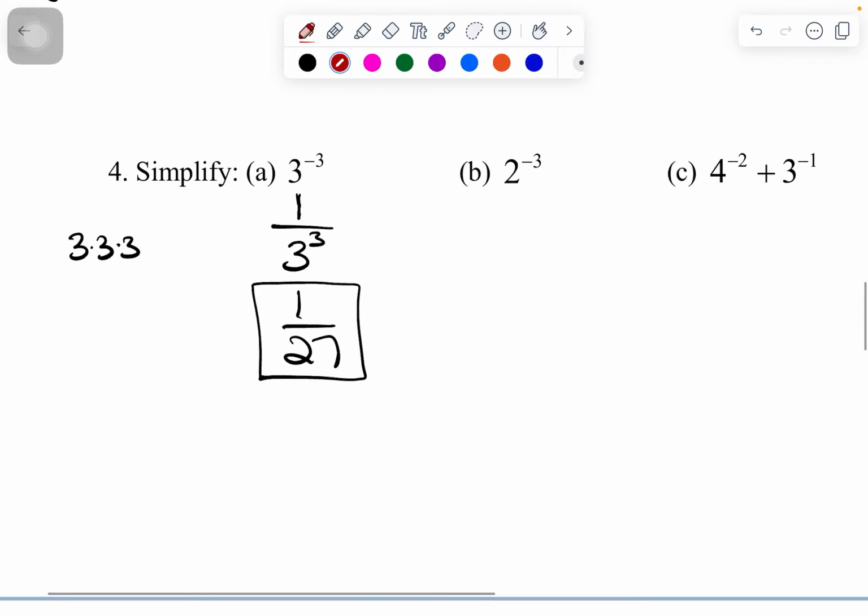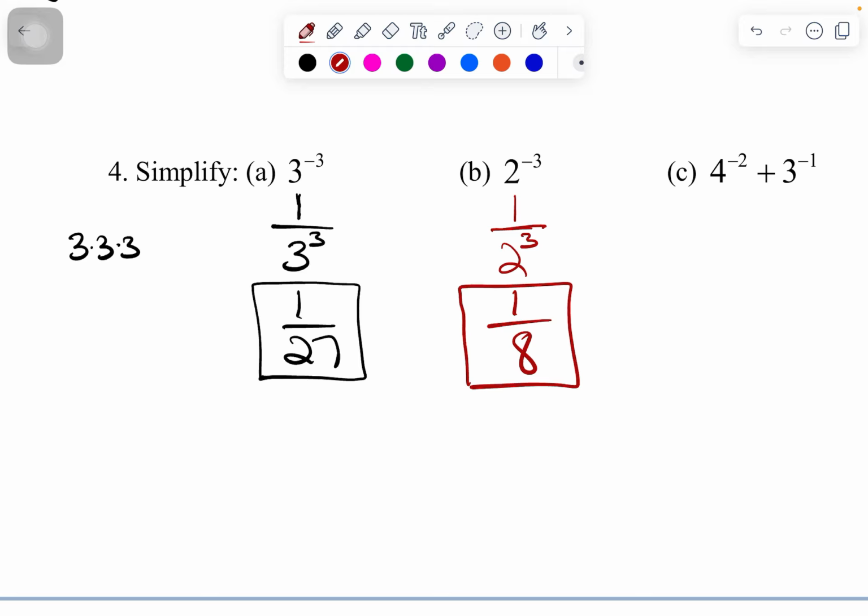If I look at 2 to the negative 3, again, I'm going to do the exact same thing. So this is going to become 1 over 2 to the positive 3. So 2 to the third is 8, so that is going to be 1/8. All right, there's nothing else to do here with those two first ones.